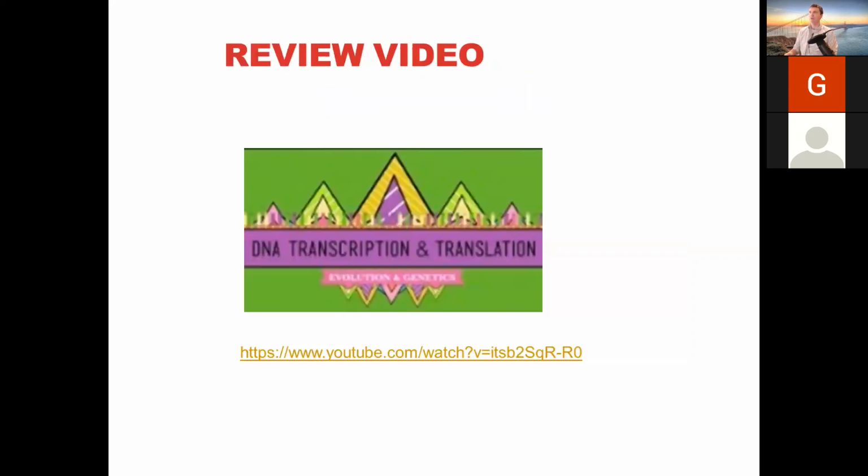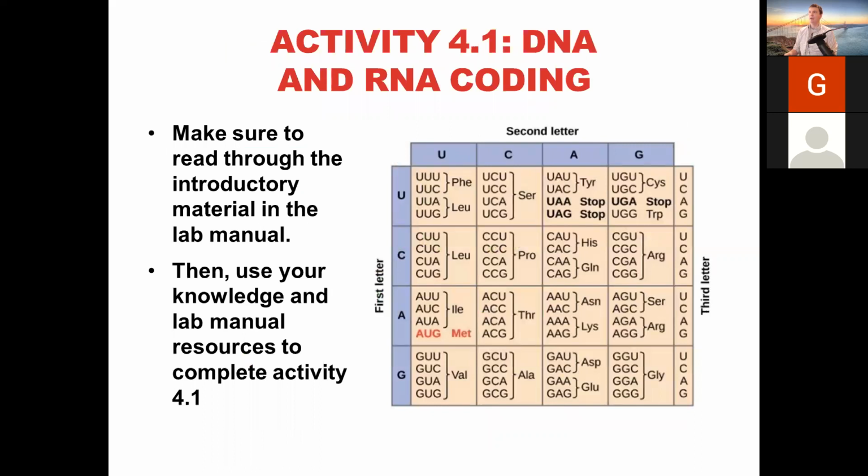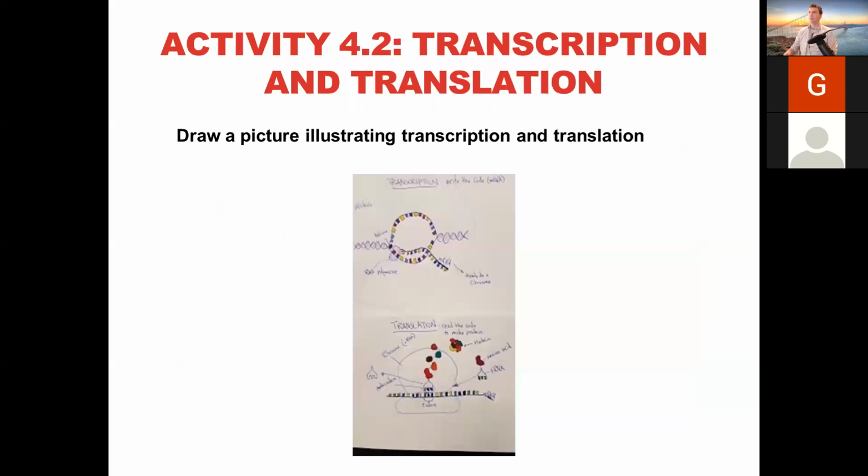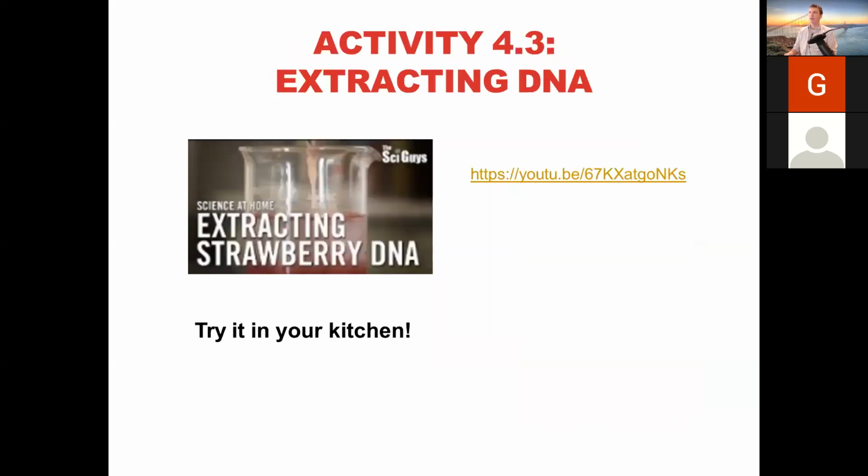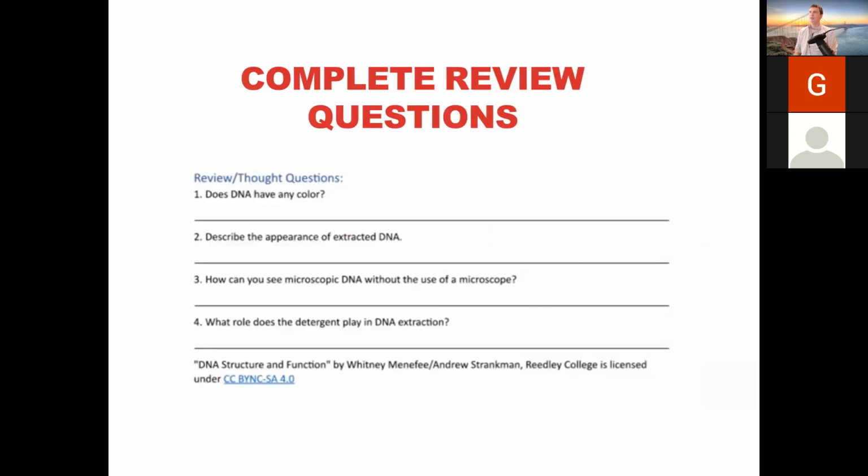So there's a review video for you to watch. So what you're going to do in the lab report is you're going to decode a sequence using the genetic code. So make sure to read through the introductory material in the lab manual and then complete the activity. Then you're going to draw a picture illustrating transcription and translation. And then you're going to watch this strawberry extracting DNA video, which you can try on your own in your kitchen. And then you have some review questions to answer.